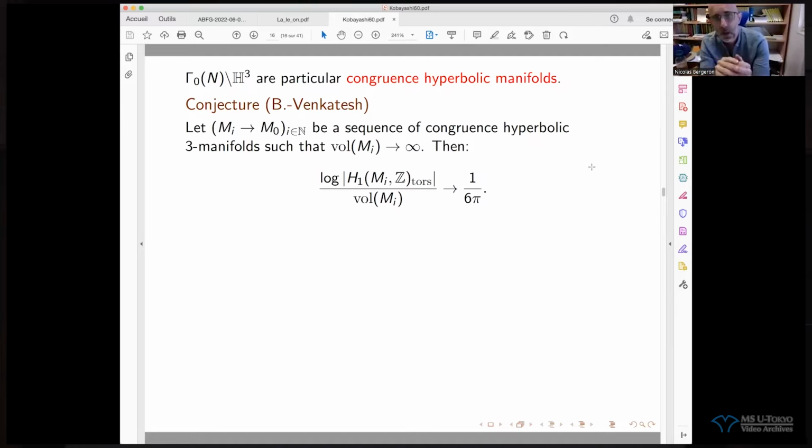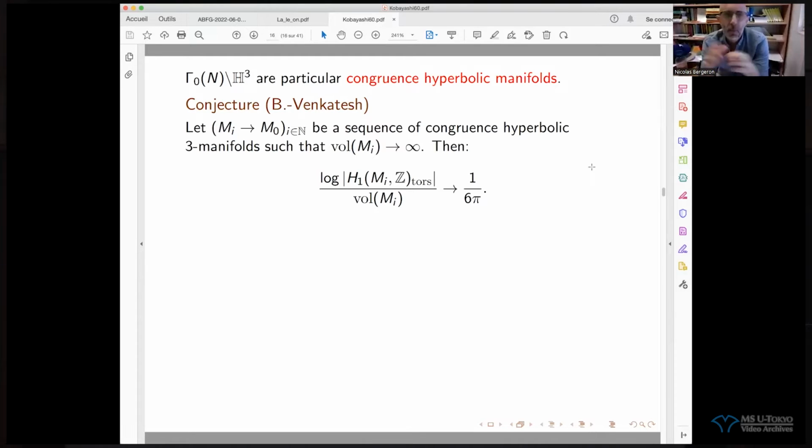So in other words, 1/6 pi is quite small, and that's why it took some time before noticing there is quite a lot of torsion. But the torsion grows exponentially in terms of the volume of the manifold. So if the volume is big enough, we expect to see a lot of torsion. And if you look at the computation by Sengun, you see that it's completely coherent with that.